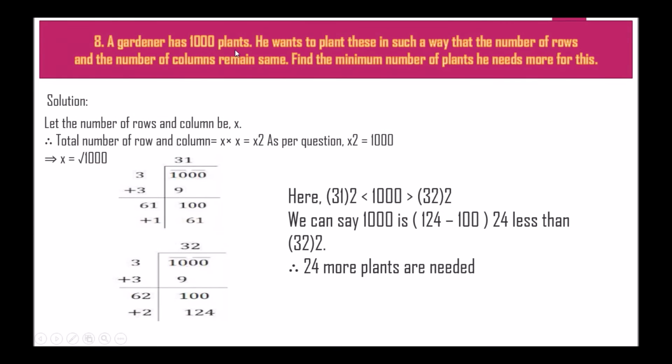8th question. A gardener has 1000 plants. He wants to plant them in such a way that the number of rows and the number of columns remain the same. Find the minimum number of plants he needs more for this. So let the number of rows and columns be x. So the total number of plants equals x into x, that is x square. As per the question, x square equals 1000. So we have to find the square root. 31 square is less than 1000 and 32 square is more than 1000. So we can say 1000 is 1024 minus 1000, that is 24 less than 32 square. So 24 more plants are needed.